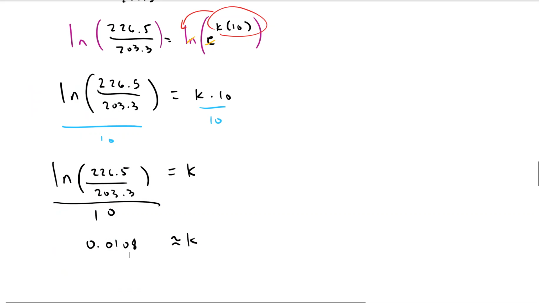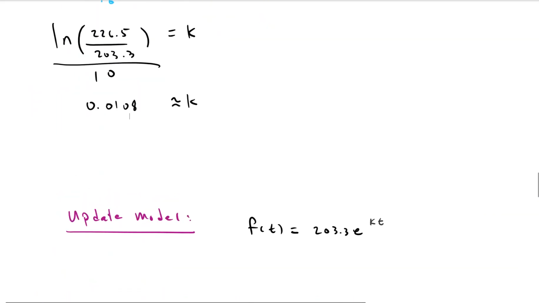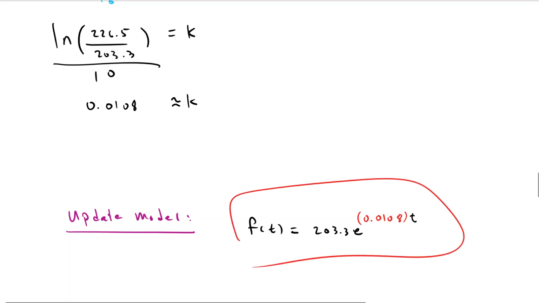Now, we should probably update our model. So instead of having a k there, we know what we have for k. So let's plug it in: 0.0108 times t. And here we go. We're done. We've found our model.